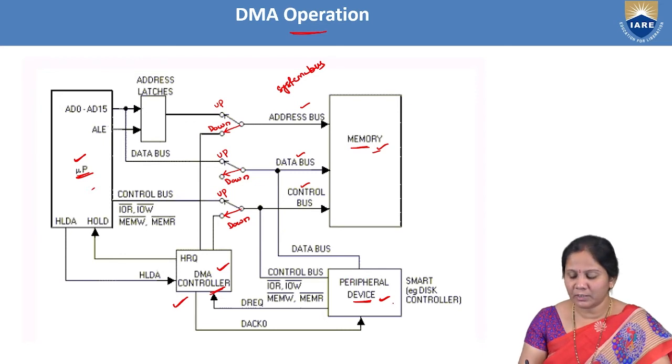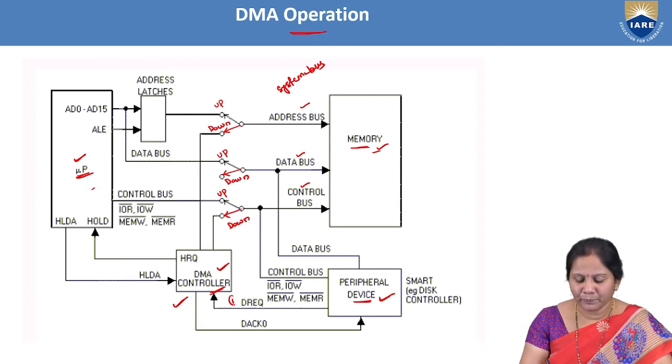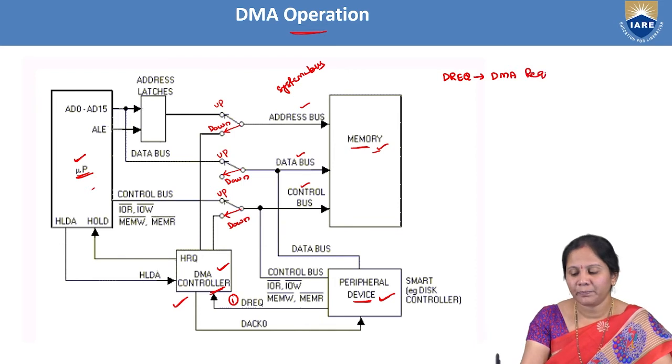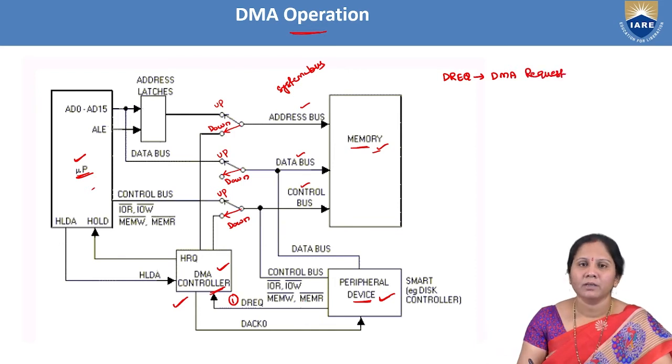So what is the first thing performed? Here, this peripheral device first sends the DREQ signal to the DMA controller. This DREQ signal stands for DMA request. That means this peripheral device is asking for the DMA request.